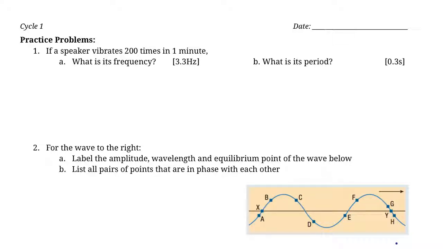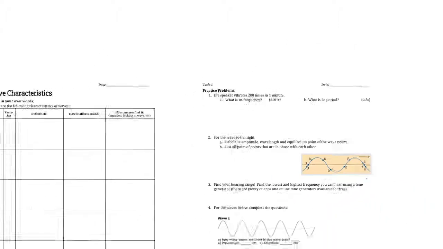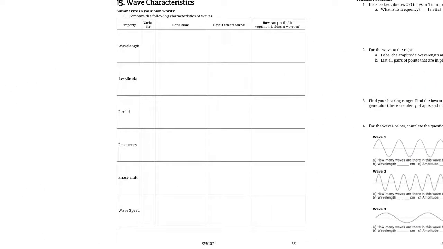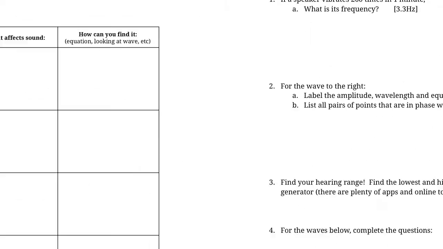So here we're going to answer some questions, do some calculations involving some of the characteristics of waves. Remember, those are the things we talked about in class: wavelength, amplitude, period, frequency, phase shift. Wave speed we're going to save for the next video. So first of all, frequency.